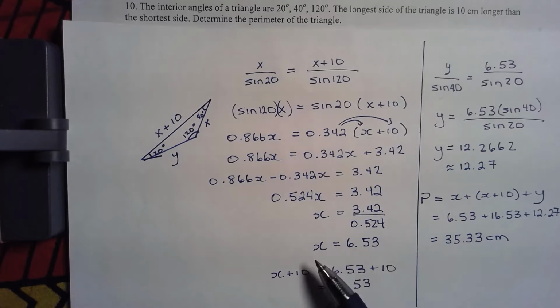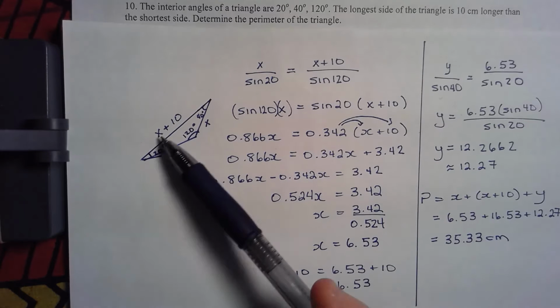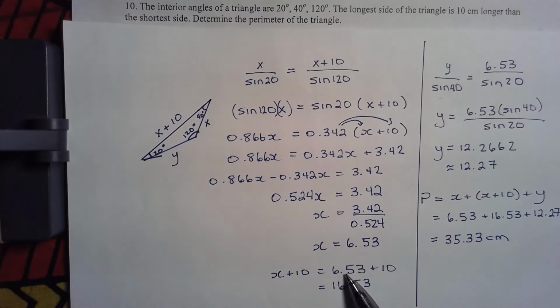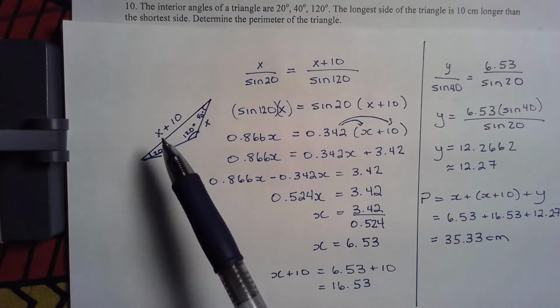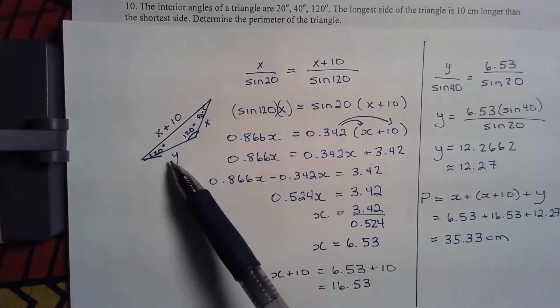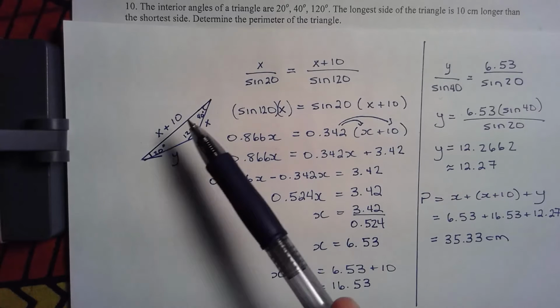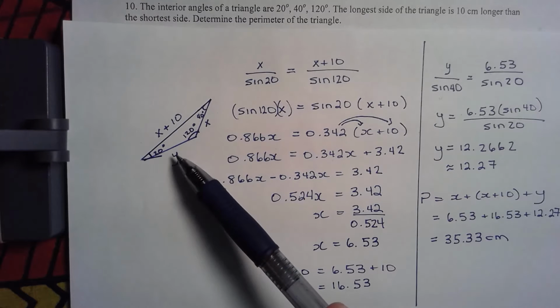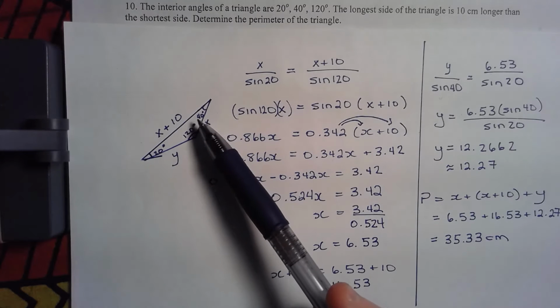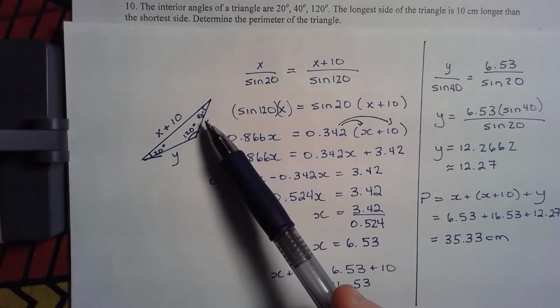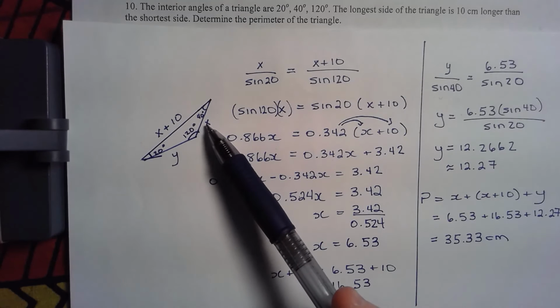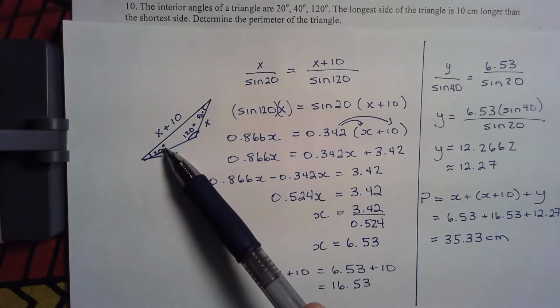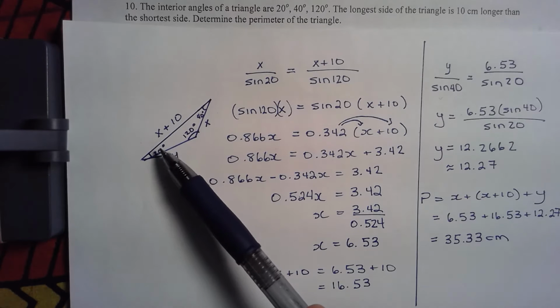So looking at this, that's my x. I know my longest side is x plus 10, so it's going to be 6.53 plus 10, which is 16.53. Well, now I know these two sides, so I can use either one of them in terms of solving my triangle. So I'm just going to use the sine law because I don't know y, but I do know sine 40. I do know that x is 6.53, and I do know that this angle.